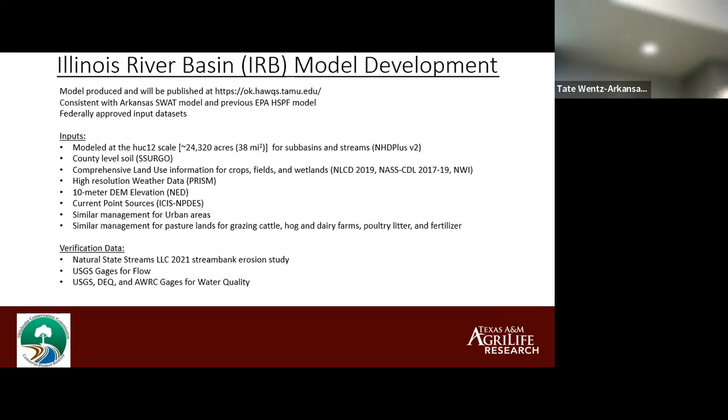get it finished. So maybe as soon as October, but by the end of the year, everything that we have with this model is available for you to go sign up for Oklahoma Hawks, up to Texas A&M, et cetera. So you can sign up, it's free, you can go in, log in, you can look at all the calibration, you can run your own scenarios, you can look at all the inputs and do everything that you would want if you're so inclined to work with the watershed model.